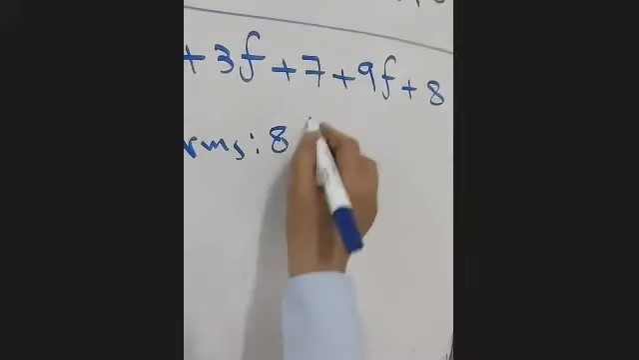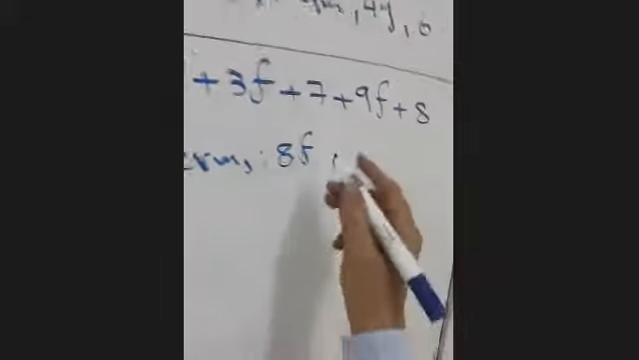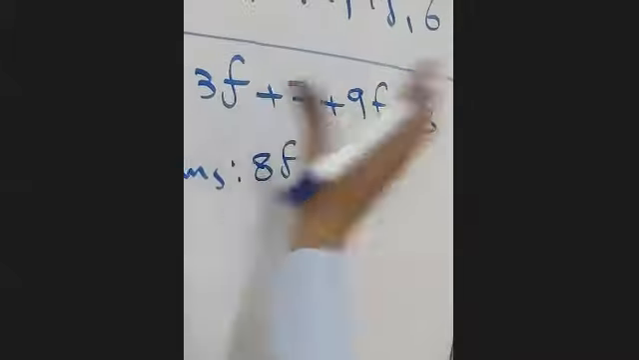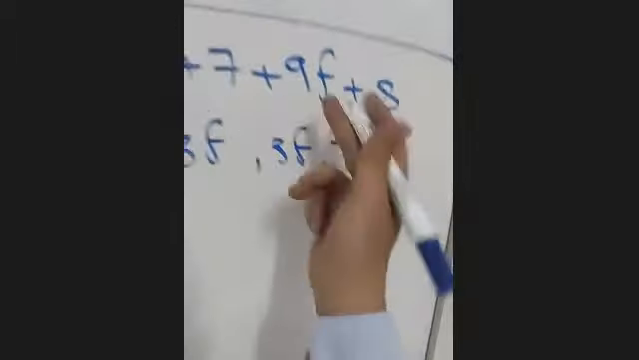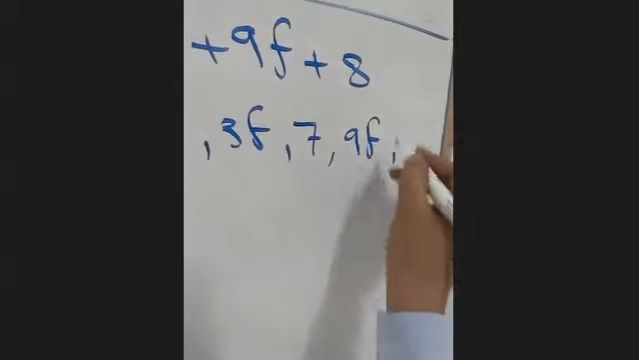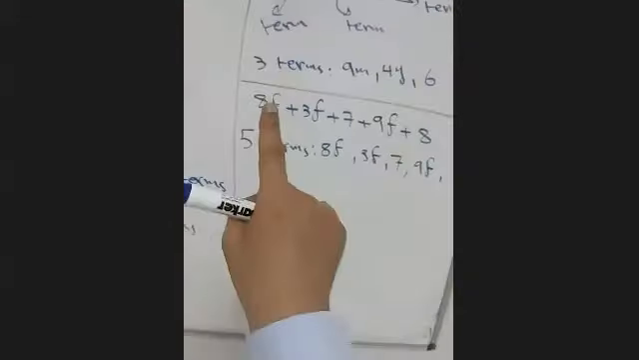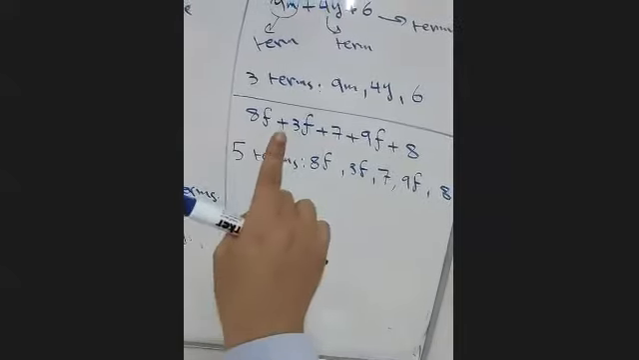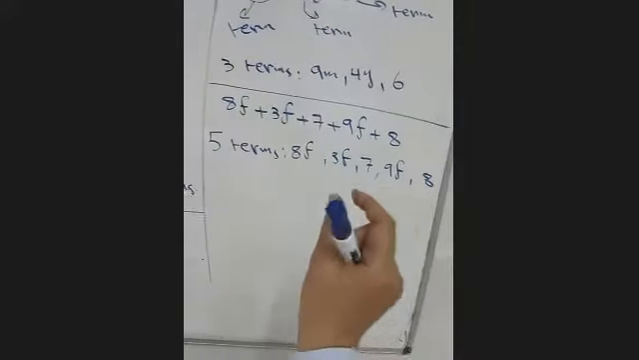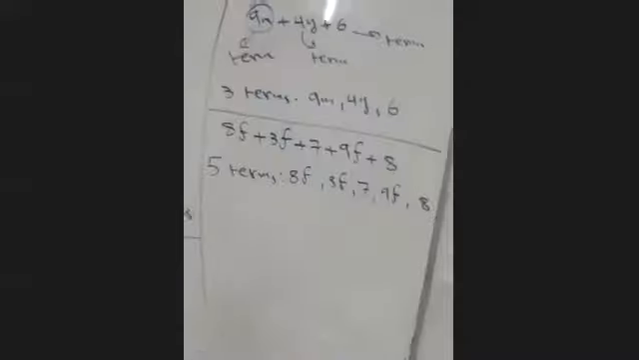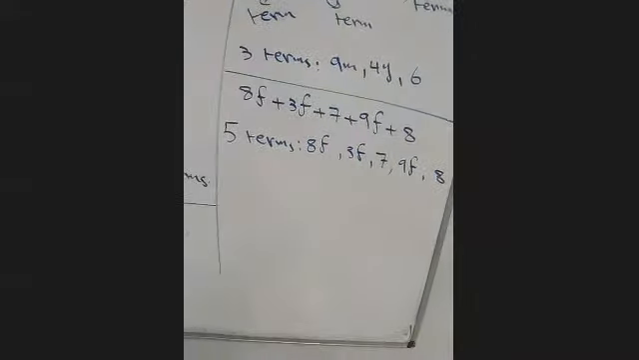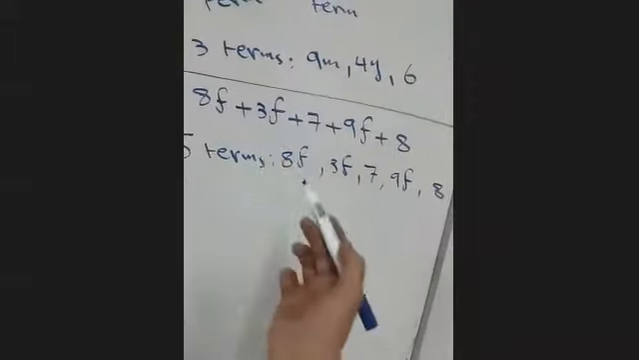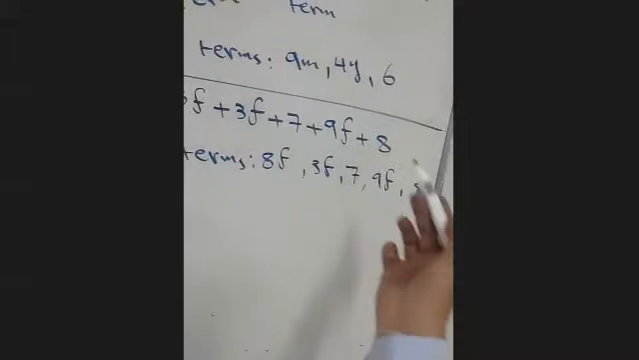8f, comma, 3f, comma, 7 alone. 7 is a term alone. 9f and 8. So each part split by addition or subtraction, we call it term. So how many terms do we have here? 1, 2, 3, 4, 5 terms. What are the 5 terms? 8f, 3f, 7, 9f, and 8.